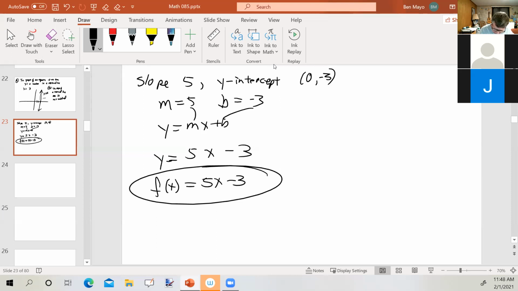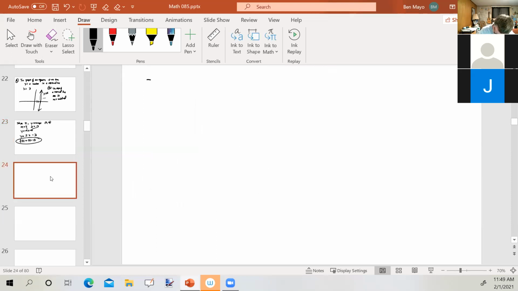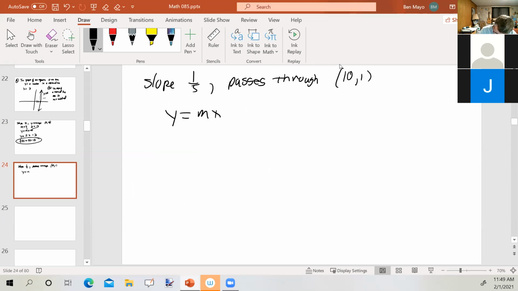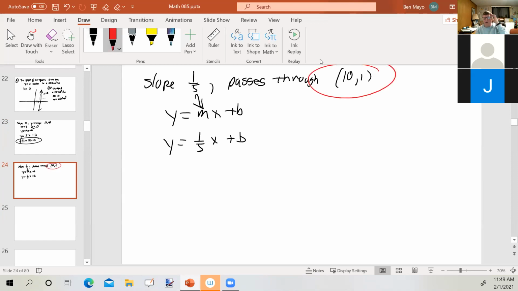Okay, let's take a look at another example. Here we have a slope of 1/5, and it passes through the point 10, 1. So again, using y equals mx plus b, I know the slope is 1/5, so y equals 1/5 x plus b. However, this is not the y-intercept. For it to be the y-intercept, the x-coordinate would have to be 0.